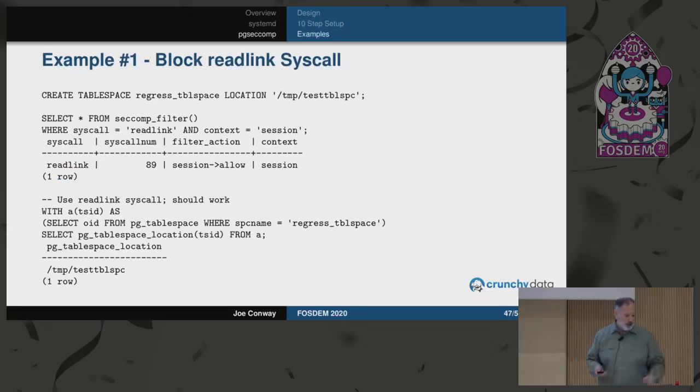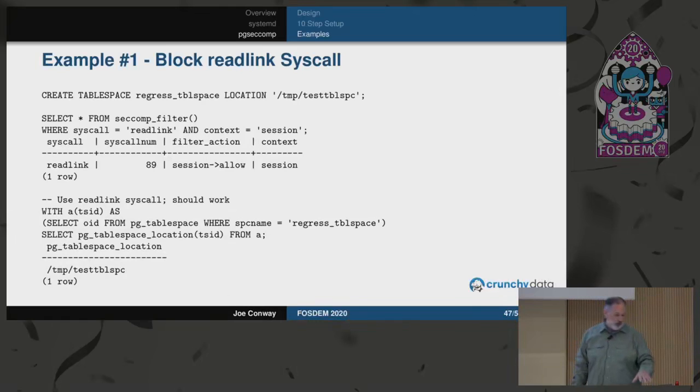Okay, so now I just want to go through a couple of examples. I'm kind of running out of time, so I'm going to try and do this quickly. In this example, I'm basically going to block the readlink syscall. So initially, if I create a tablespace, you can see here, this is the use of that SECCOMP filter. This output shows me that the readlink syscall, which is number 89, at the session level is set to allow, and the context is session.